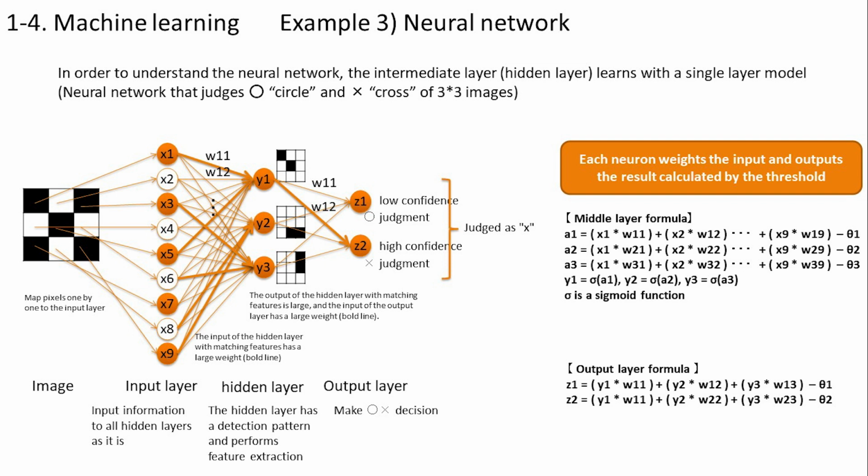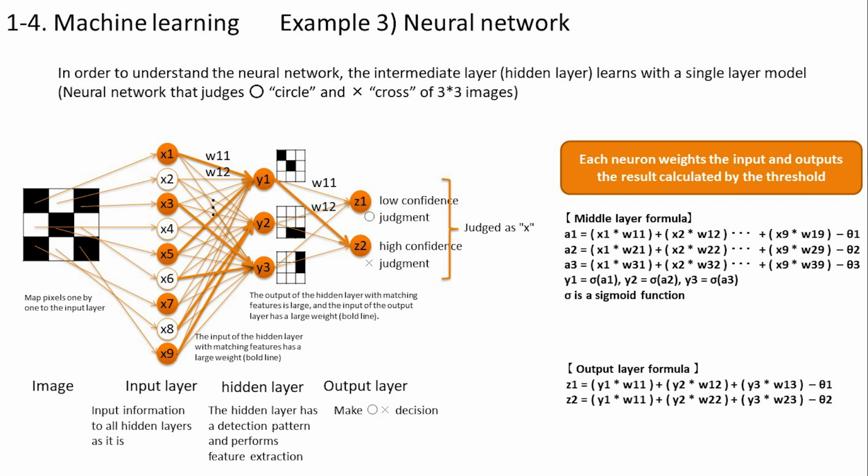This will be used by connecting the artificial neurons mentioned earlier like a network. The simplest neural network consists of an input layer, an intermediate layer, and an output layer, as shown in this diagram. This time, the figure shows an example of judging the images of Maru and Cross. We will learn about specific movements. The input layer has the role of simply passing the 3x3 resolution signal to the intermediate layer as it is. In the next hidden layer, the incoming values are weighted. This weight determines which feature is captured by the neuron.